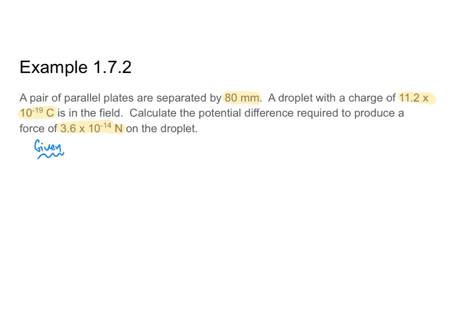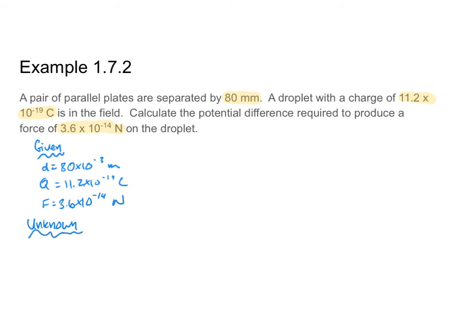So first of all, I know that the distance between my plates is 80 millimeters, or 80 times 10 to the negative third meters. I know that my droplet has a charge of 11.2 times 10 to the negative 19th coulombs. And I know that I am trying to produce a force of 3.6 times 10 to the negative 14th newtons on the droplet. So those are all of my givens, and I'm now ready to write out my unknown. My unknown, I can find in my question. I am being asked to calculate a potential difference, so my unknown is going to be my voltage.